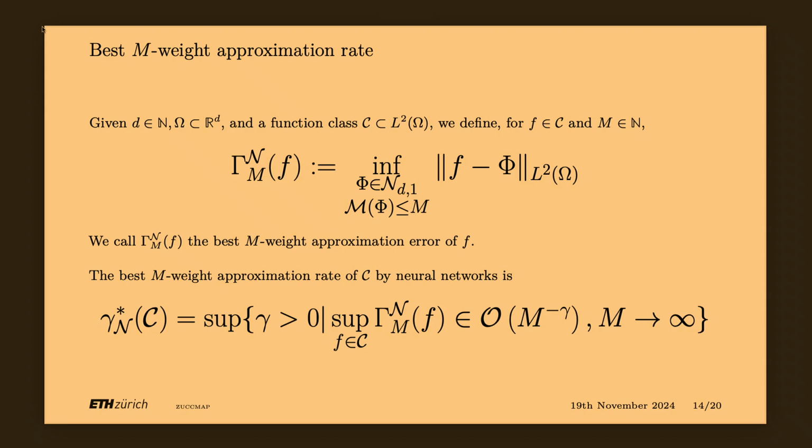Let's choose the neural network that achieves the minimum error. Let's store this error in gamma, in this strange notation. And now let's again ask ourselves, how does this go to 0 as M goes to infinity? So if you allow for potentially infinite connectivity, how does this error scale to 0? In particular, we again define this best M-weight approximation rate by neural networks. It is exactly the same idea as before, but this time, instead of approximating with linear combinations of elements in a dictionary, we approximate with neural networks where the constraint is put on the connectivity.